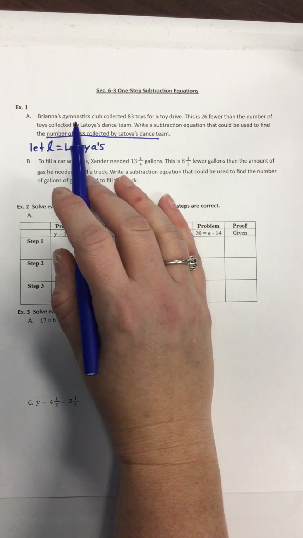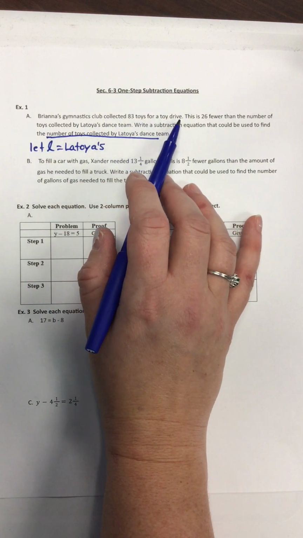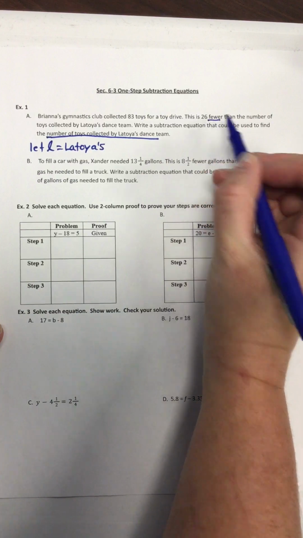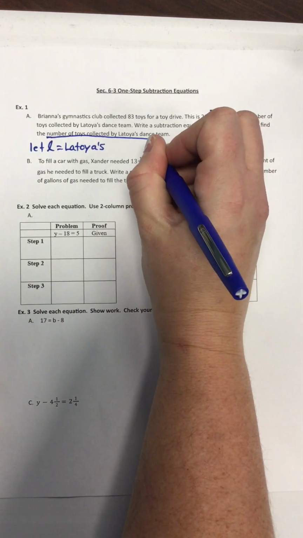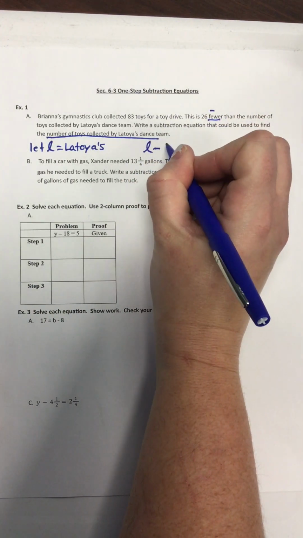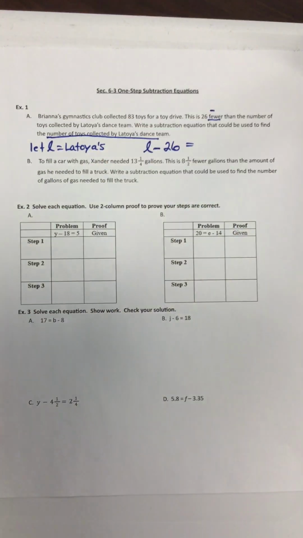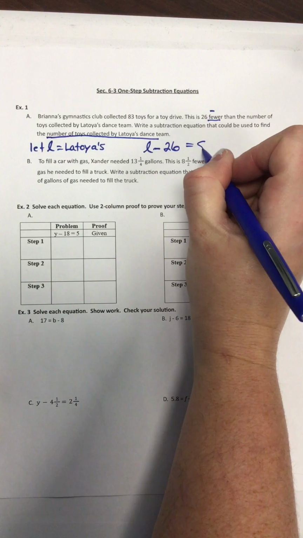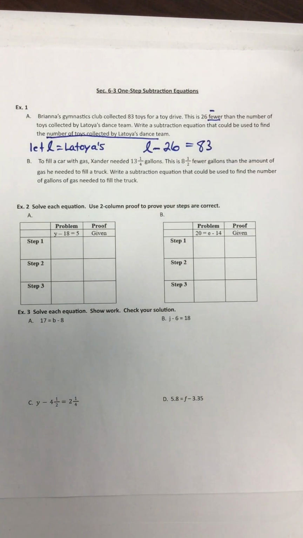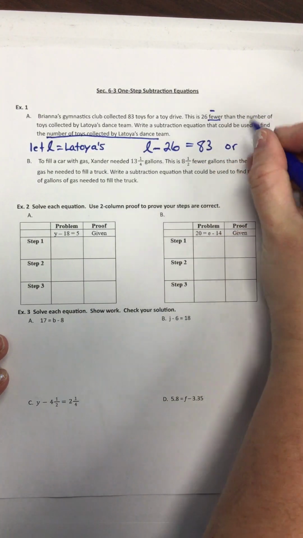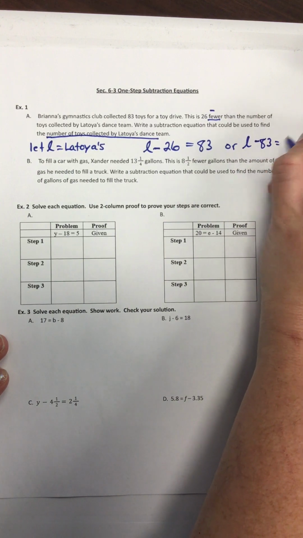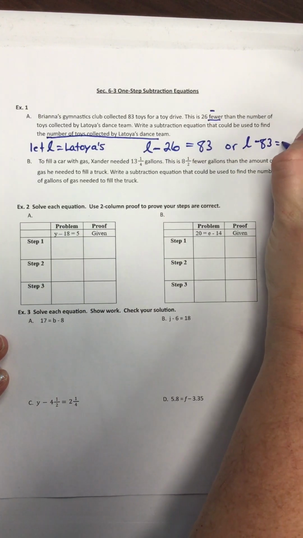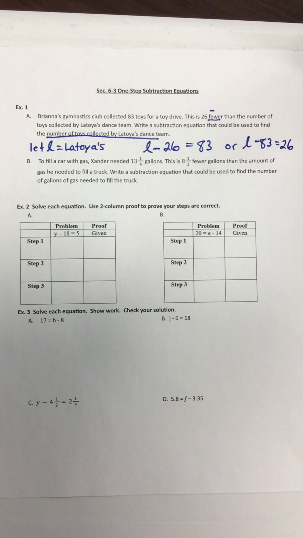And it says Brianna's gymnastics club collected 83 toys for the toy drive. This is 26 fewer, okay, fewer means subtract, right, than LaToya's dance team. So that means if I take LaToya's dance team and I subtract 26, I would get what Brianna's dance team collected, which was 83, so equals 83. Okay, now I do want to point out that's probably the most straightforward way to write this equation. I also could have said, well, if I take LaToya's and I subtract 83, I would get the difference between the two, which is telling me it's 26. Either one of those equations would work.